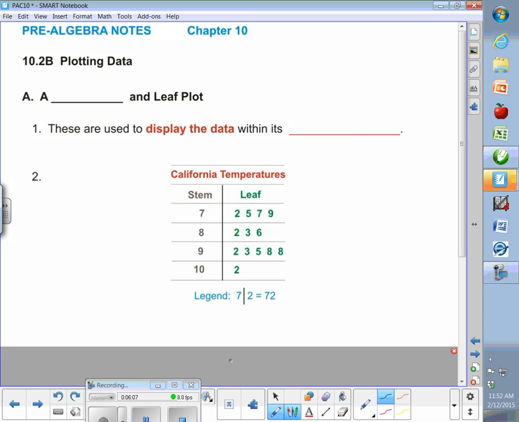Okay, so today, 10.2b, we've already done the box and whisker plot. Now we have a stem and leaf plot. Some call them a stem and leaf diagram, stem and leaf graph, all kinds of different names. A stem and leaf plot is used to display the data within its intervals.